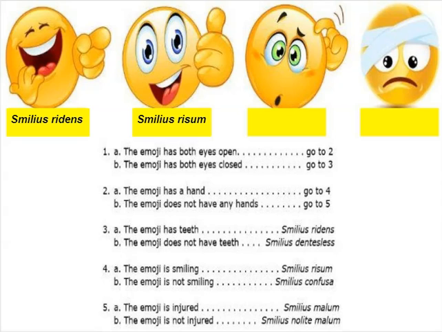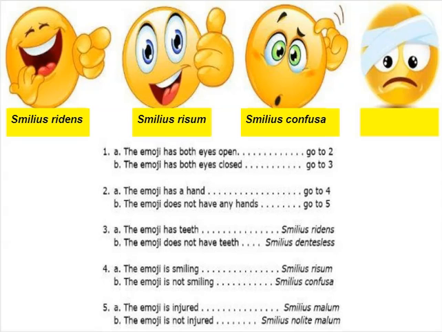Now we're going to back up to 1A again. The emoji has both eyes open. I see them right here. So we go to 2. The emoji has a hand. It does have a hand. So we're going to go to 4. The emoji is smiling. We already used that one. There's no repeats here. So the next one says the emoji is not smiling, and that one is not smiling. That one kind of makes a little sense. Smilius confusa. It does kind of look like he's confused about something. So confusa, that makes sense.